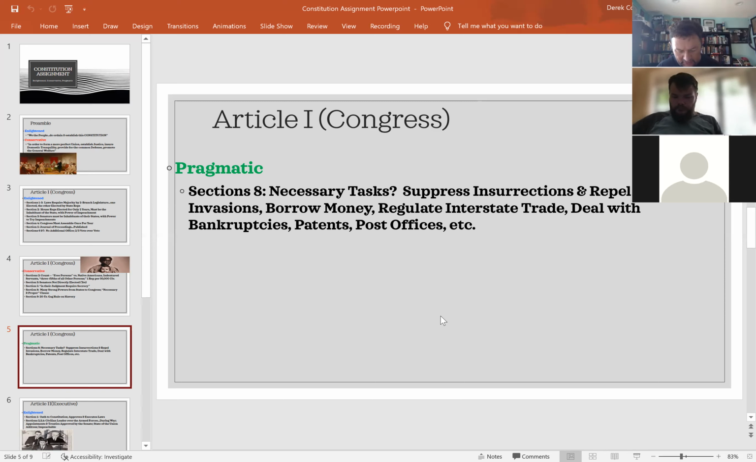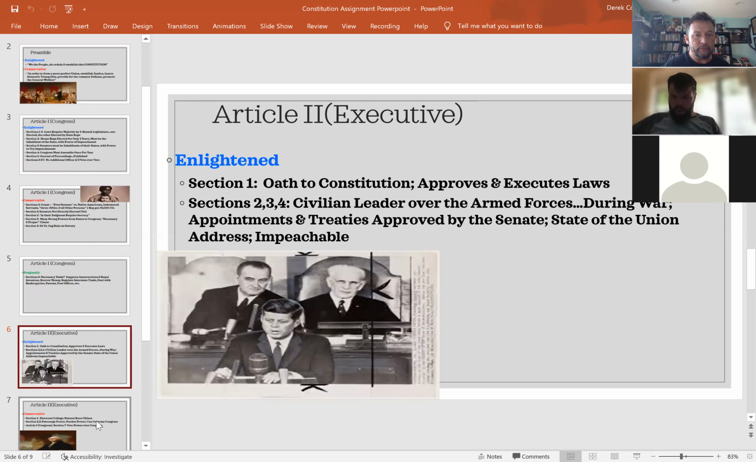And then Section 10, no state shall enter a treaty, alliance. It can't coin money. It can't engage in quite a few things that a confederacy could do. So notice, right, with Article 1, Section 10, the states are not as powerful now. We have something closer to a unitary government, a strong central government with power over the states, arguably. All right. Enlightened with Article 2, mentioning the president.